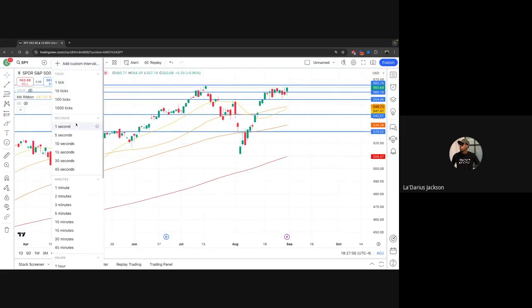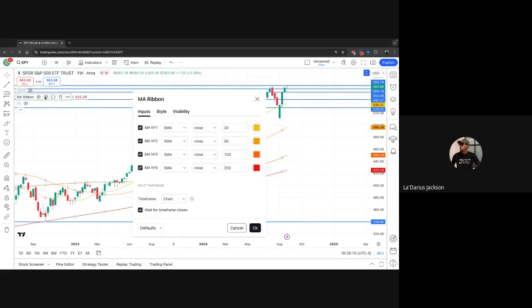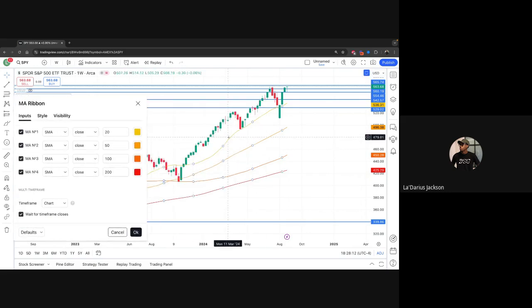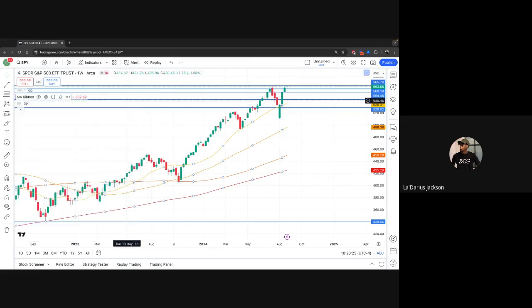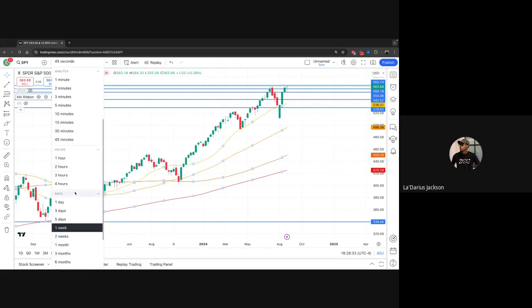So if I move this to the 1 week, each candle represents 1 week. Each moving average is going to represent a weekly moving average. So if I bring up my MA ribbon again, this is not the 20-day, 50-day, 100-day, 200-day. Since we moved over to the week, this is the 20-week, 50-week, 100-week, 200-week, and so forth. So as you change your different time periods, you go down to the minute, whatever unit you go to, the candles are being represented as such.